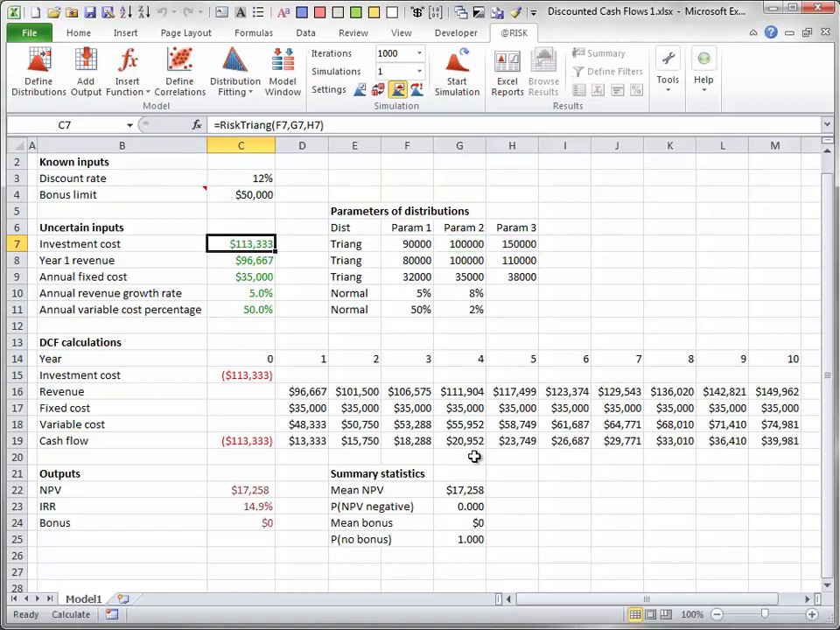The year 1 revenue has a triangular distribution that is slightly skewed to the left. The annual fixed cost is the same every year, and this common value has a symmetric triangular distribution. The annual growth rate of revenue is the same percentage each year, and this common percentage has a normal distribution. Its large standard deviation implies that revenues could very well decrease every year.